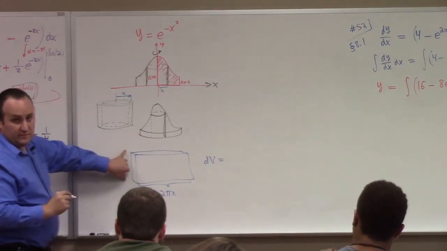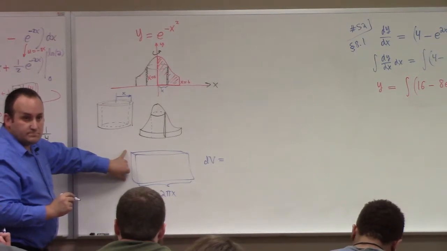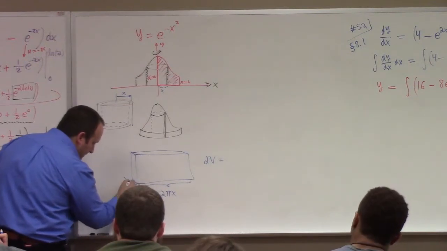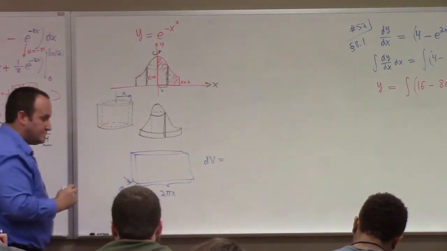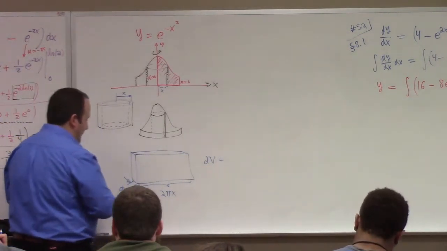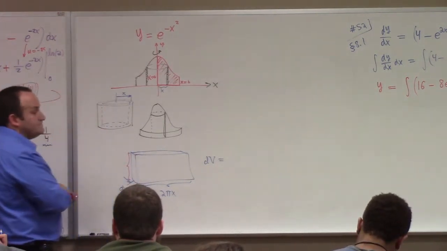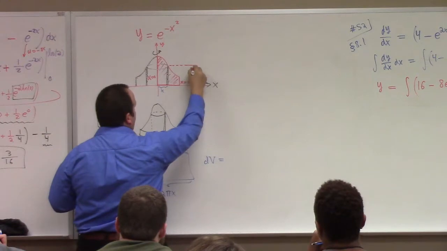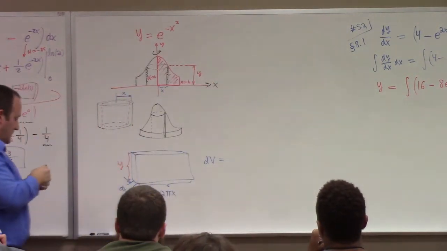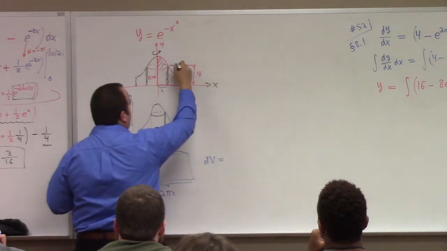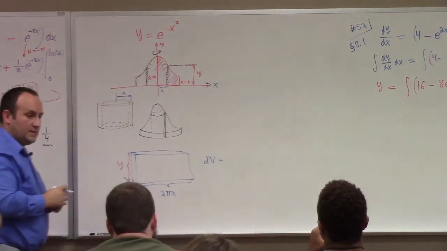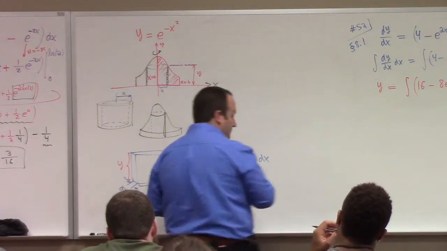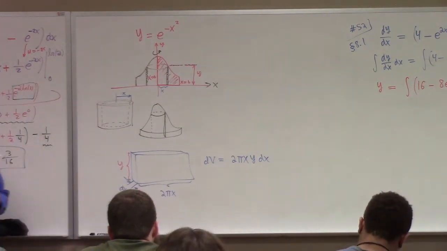What's the height of the shell? Is it x or dx? Well, dx would be the thickness right here, right? So what, like x? Let me draw in the picture. This is y, which would be this up here. I should probably draw it in a different color. Right? So generically speaking, we've got 2 pi x y dx for a cylindrical shell that's revolved around the y-axis.